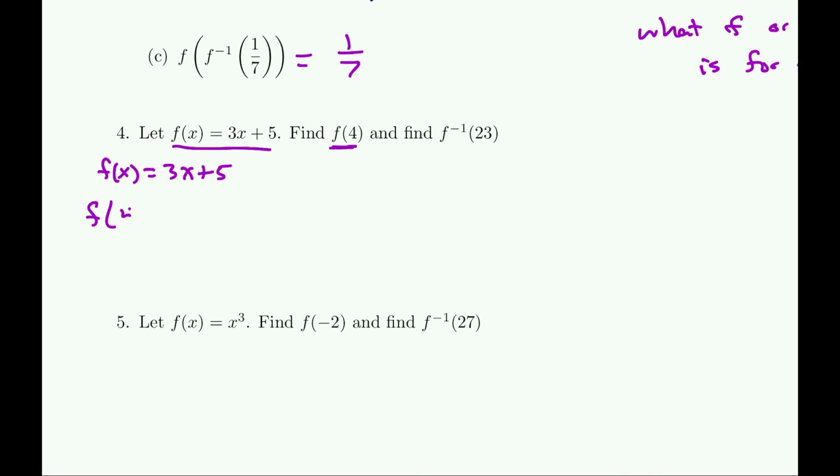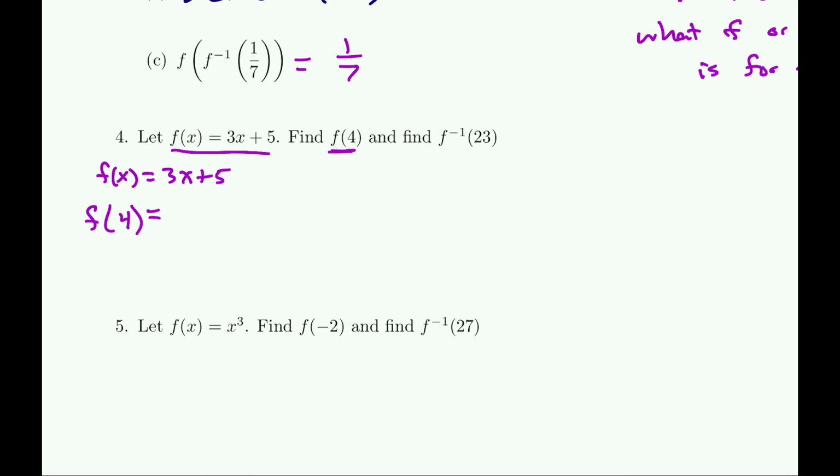If f of x is 3x plus 5, then what is f of 4? Well, you put a 4 in for x. So 3 times 4 plus 5. And then you work that out. So 3 times 4 is 12. 12 plus 5 is 17. There's your answer. f of 4 is 17.